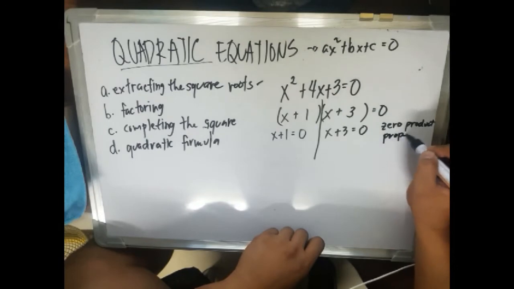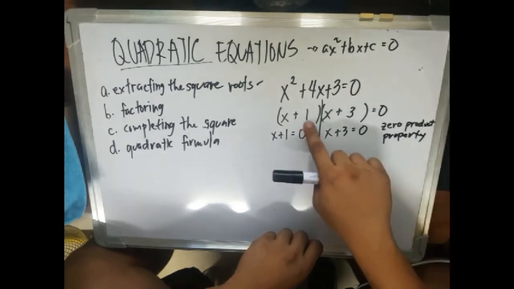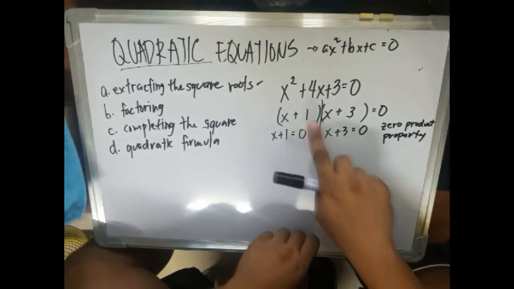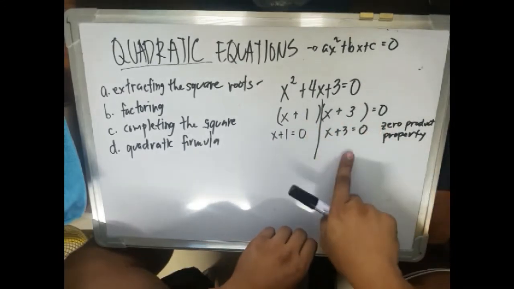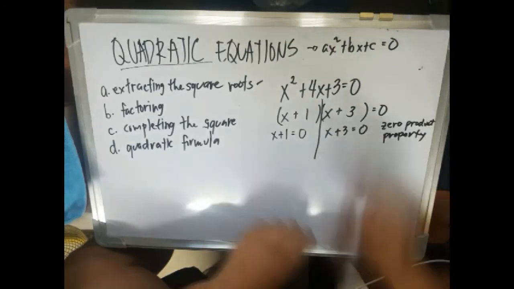Bakit zero product property? Ibig sabihin, kapag yung isang factor ay 0, kapag pinag-multiply mo, it is always 0. So, pares factors is 0. So, 0 times 0 nga naman is 0.